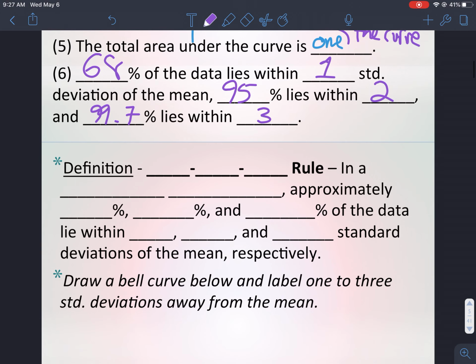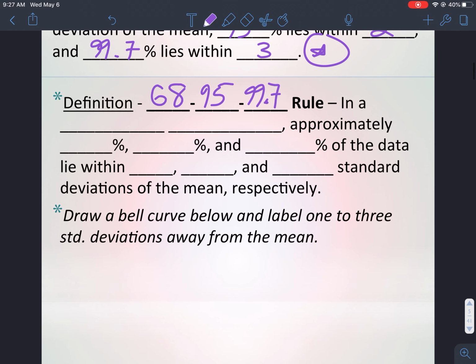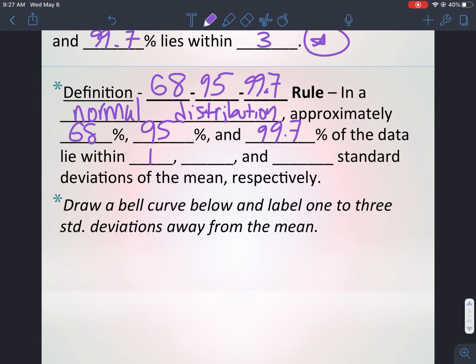So we can turn this into a rule and call it the 68, 95, 99.7 rule. In a normal distribution, meaning a bell-shaped data set, 68, 95, and 99.7% of the data lie within 1, 2, and 3 standard deviations of the mean, respectively.